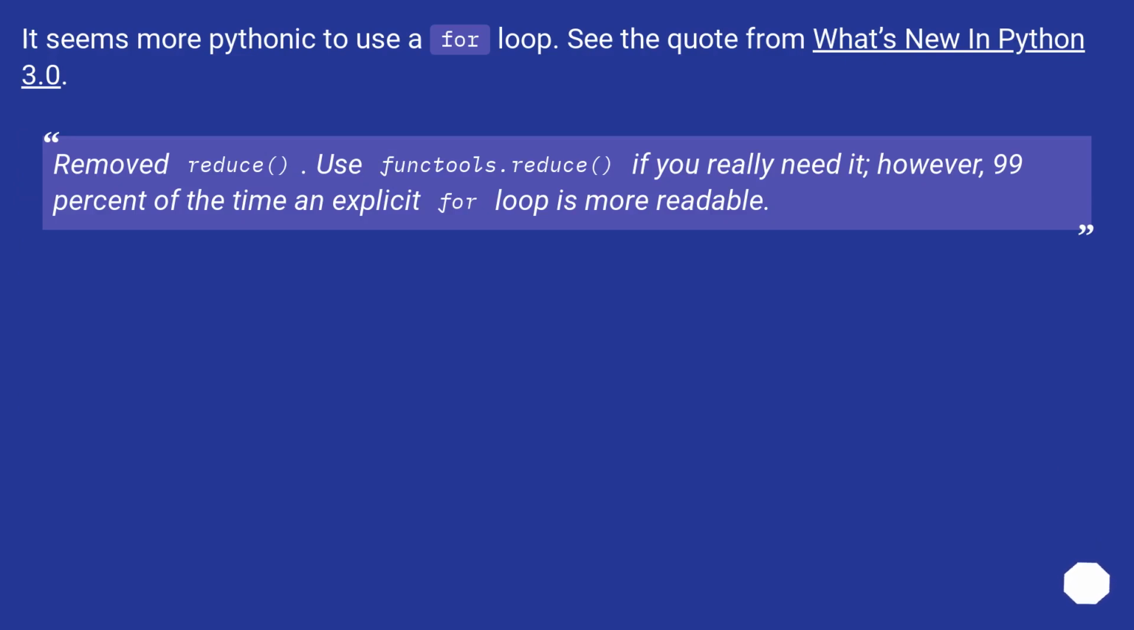It seems more Pythonic to use a for loop. See the quote from What's New in Python 3.0: Remove reduce. Use functools.reduce if you really need it. However, 99% of the time an explicit for loop is more readable.